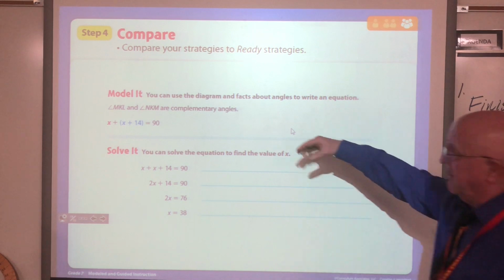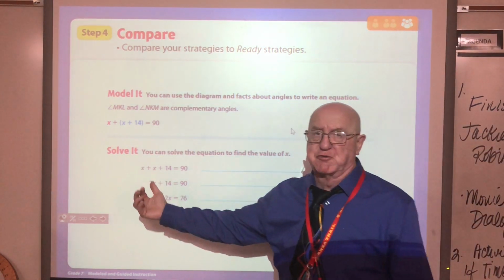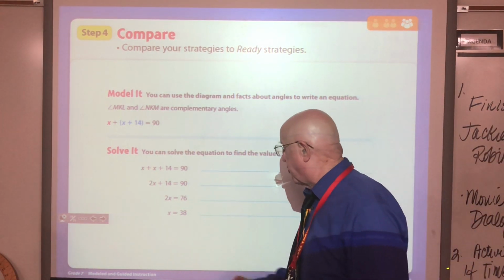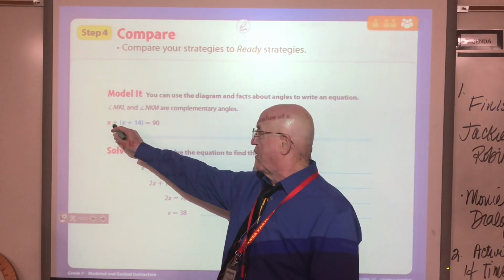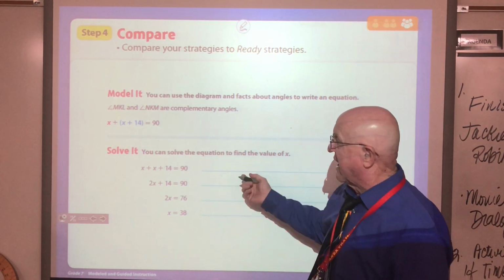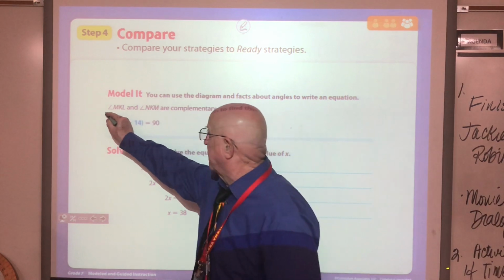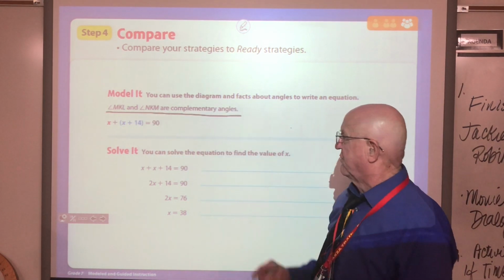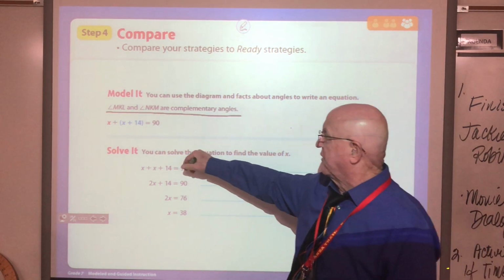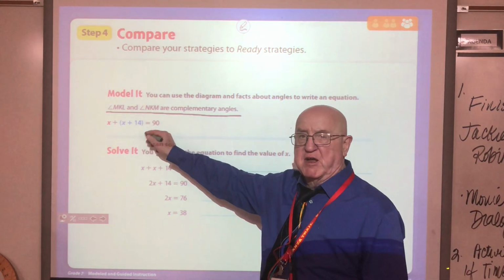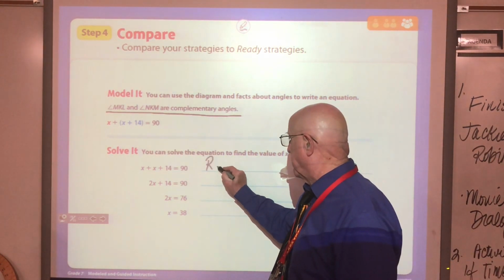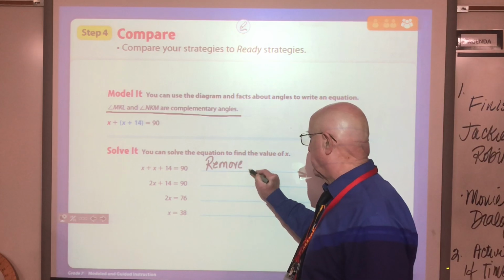So what we need to do is explain why we were able to do certain things. Well, at this point right here, we have our equation, x plus 14 plus x equals 90, because we know that these two angles were complementary angles. Because we don't have anything other than addition, we can simply remove the parentheses. So we're going to remove the parentheses.